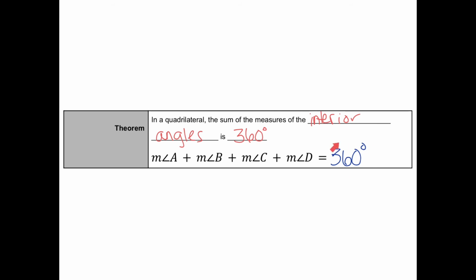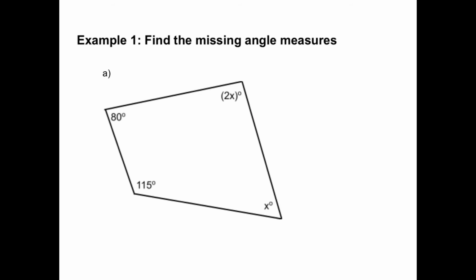Of course, just like we've seen over and over again, this will end up giving us an equation we can use to solve missing pieces, missing angle measures, or maybe for a missing value of a variable. So let's jump right into an example like that. This example says find the missing angle measures.